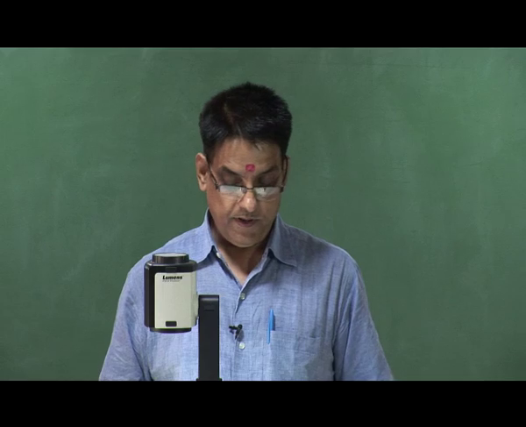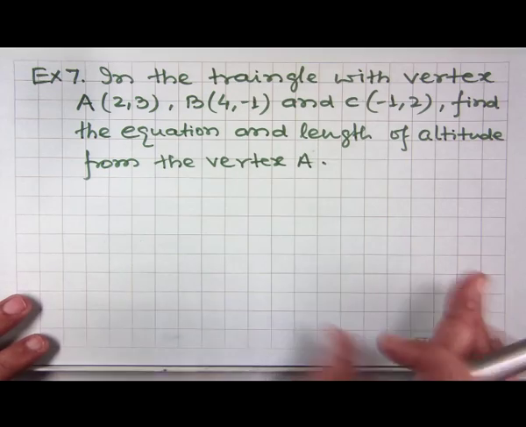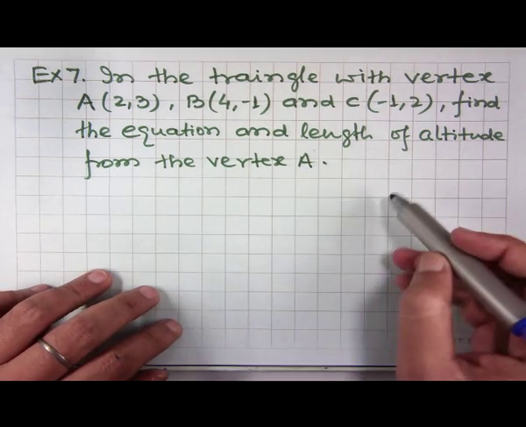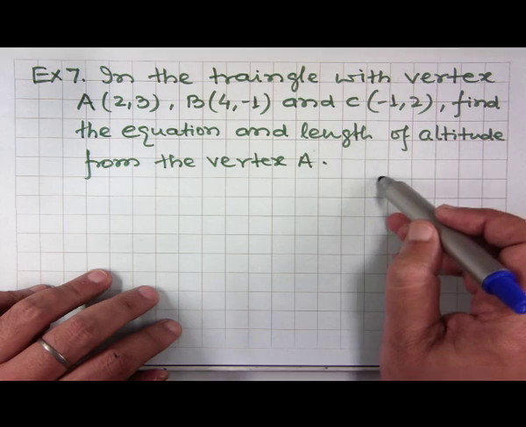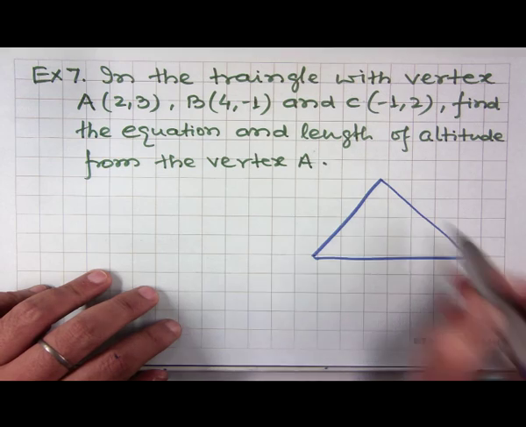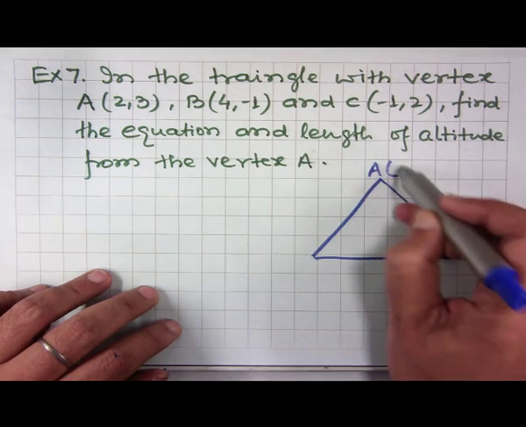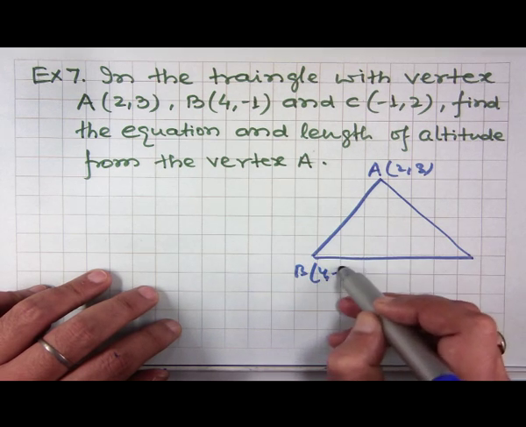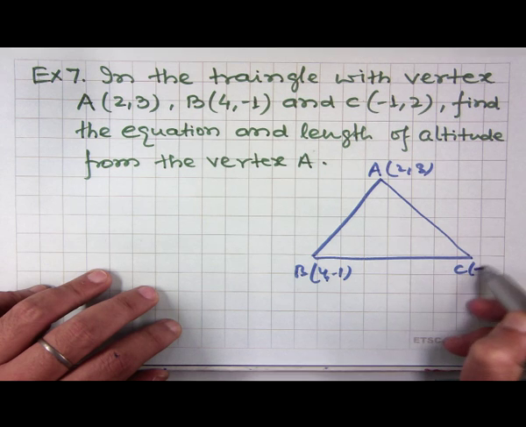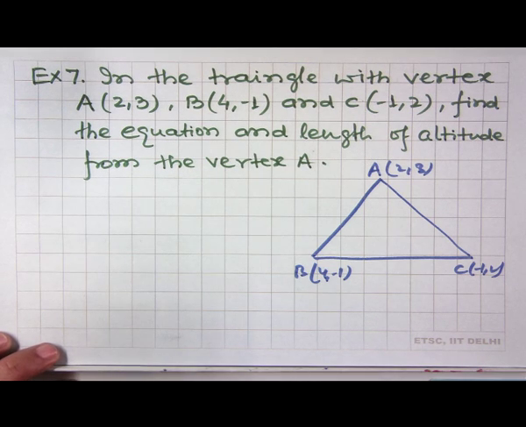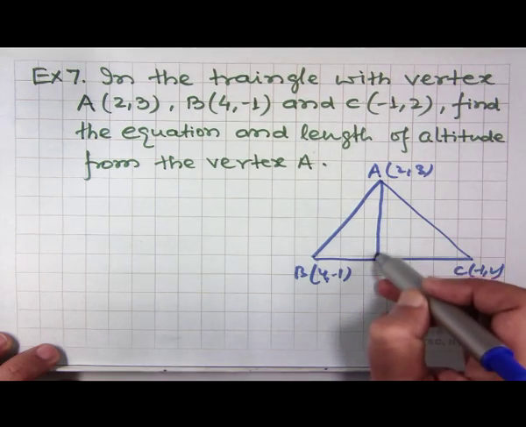Now another example. In the triangle with vertices A(2, 3), B(4, −1) and C(−1, 2), find the equation and length of the altitude from vertex A. We have to find this.